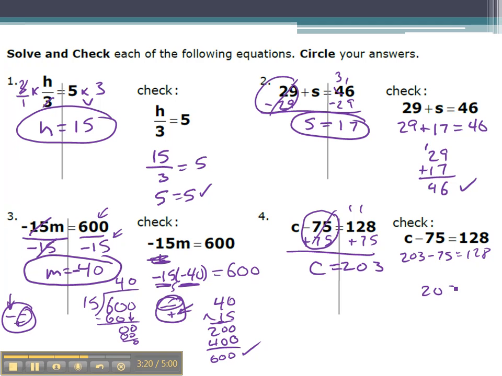Actually do that subtraction. 203 minus 75. We can't subtract 5 from 3, so we need to borrow from here, making this a 10 and then this a 9. 13 minus 5 is 8, 9 minus 7 is 2, and bring down the 1. 128 equals 128. That checks out, so c does equal 203.